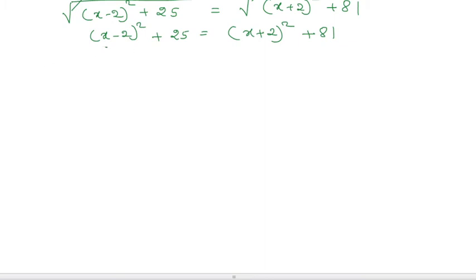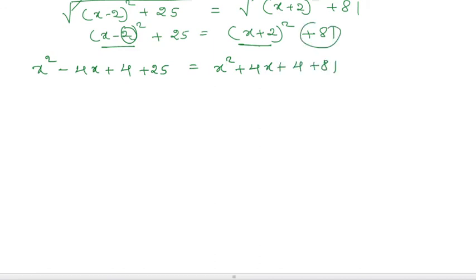(a minus b) whole square formula: a square means x square, minus 2ab, that is 2 into x into 2, so minus 4x, plus b square. The b value is 2, so 2 square means 4, plus 25 is equal to, expand this one, (a plus b) whole square, a square plus 2ab plus b square. Again this 81 as it is, here also 25 as it is.